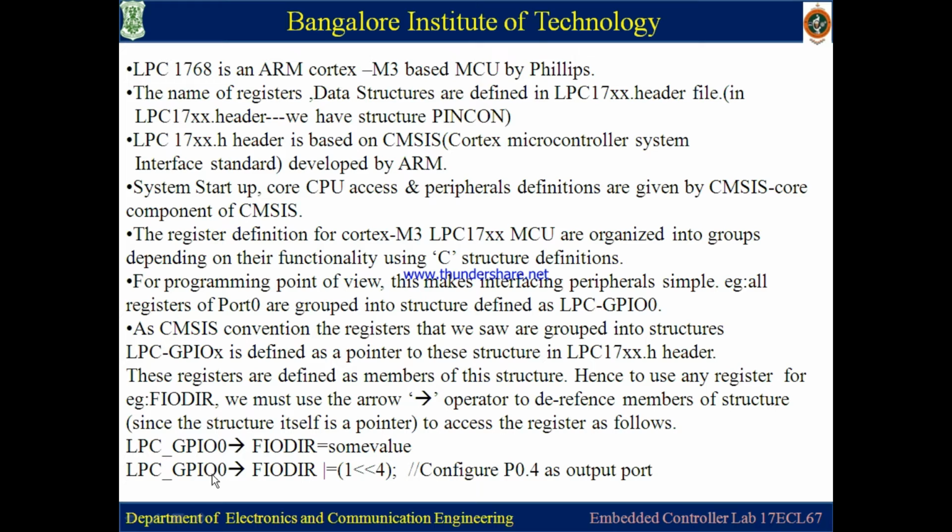Now, if I want to configure any port pins of port 0, we can configure that as an output port or an input port. To configure that as an output port, this is just an example, I am making that as 1 and shifting it left by 4 times. That means P0.4 is made 1, and that is loaded to FIODIR. This ORing operation is done so that the other pins are not altered because of this setting. So that is going to port 0.